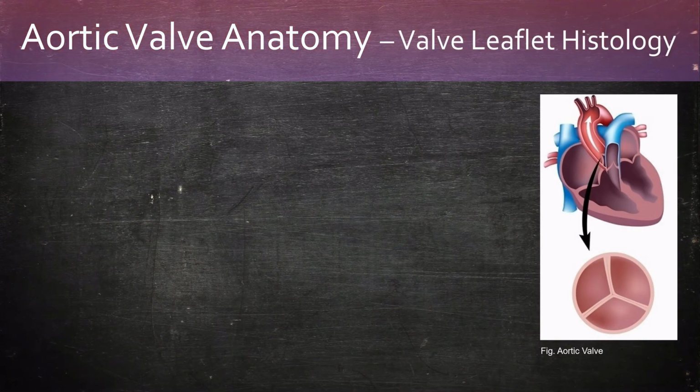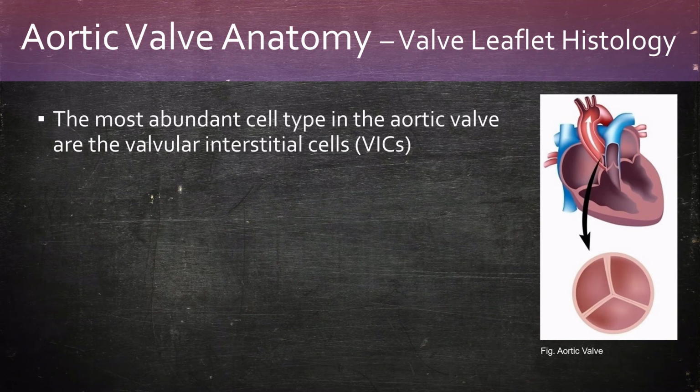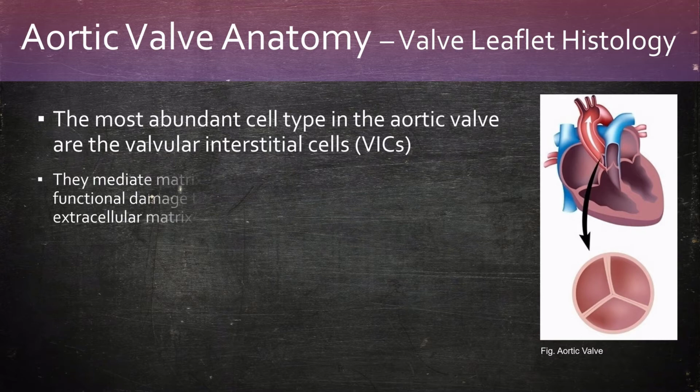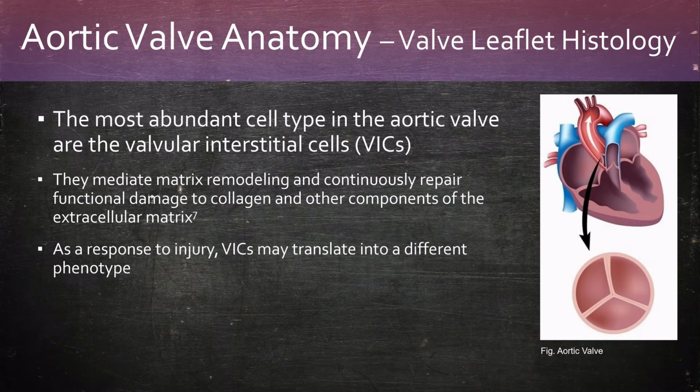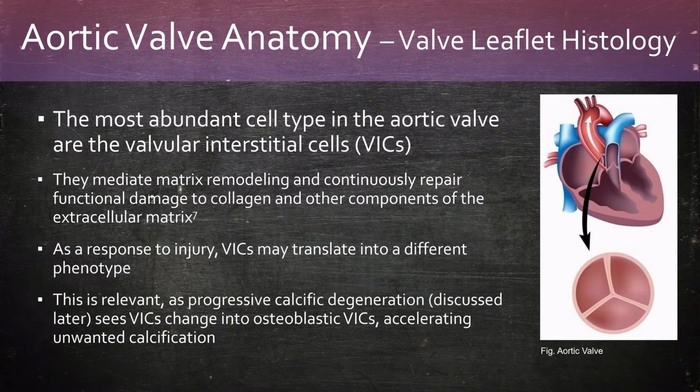Now, the most abundant cell type in the aortic valves are called VICs. Their job is to continuously repair the valves from day-to-day stress. Why is it relevant to know about VICs? Well, in response to injury, VICs may alter their cellular phenotype, becoming more like osteoblasts. This essentially results in a condition known as degenerative calcification, which is the most common cause of acquired aortic stenosis.